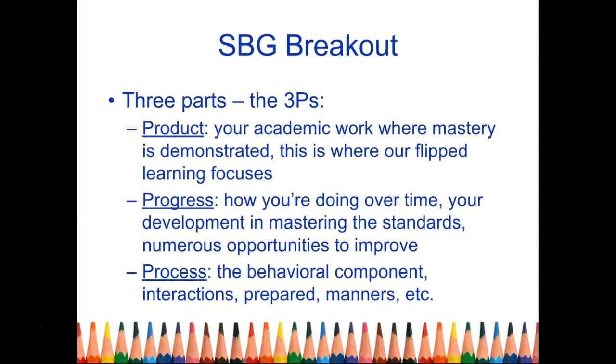So the standards-based grading is broken out into 3 parts. Call them the 3 P's. Product, progress, and process. In product, your academic work is where your mastery is demonstrated. This is where our flipped learning focuses. In the other presentation that I had made about the flipped mastery learning, that's how we described how the class was: what you used to do in class is now done at home, and what was done at home is now done in class. So that way I can work with you.